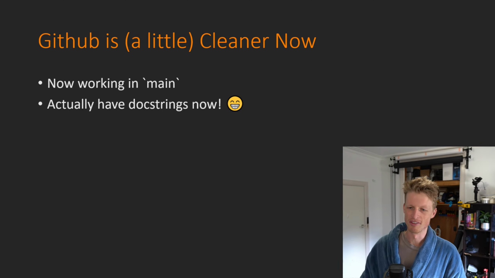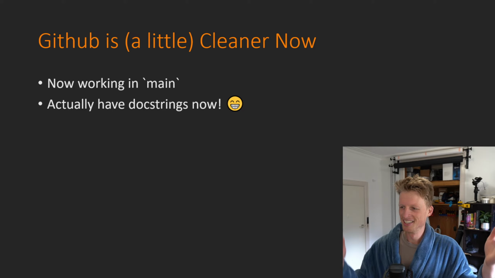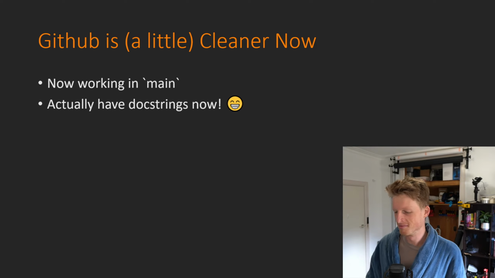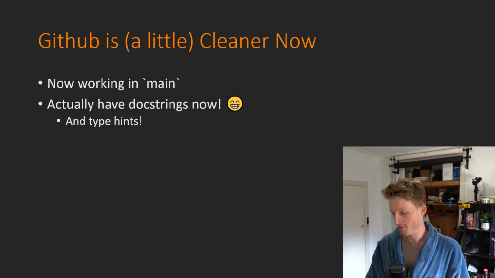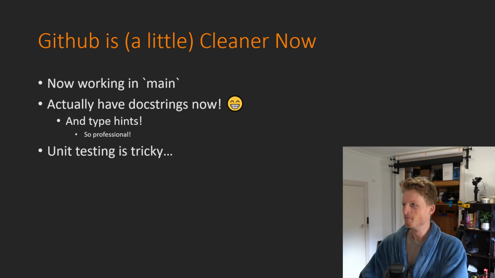Of course, this is old news for everyone who actually programs, but for me, it's new and it's very good. Of course, ChatGPT is actually writing all of these, but I'm still including them, I suppose. And also type hints on most of my methods, which is good. So professional. But one thing that I'm noticing is that unit testing is tricky.